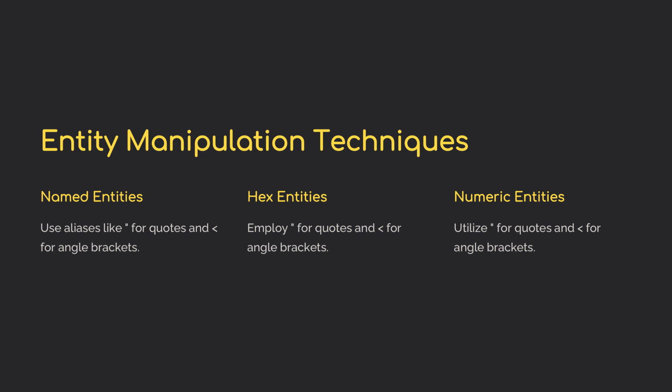We'll start with named entities, where you can use aliases such as for quotes and ast for angle brackets. This method allows you to substitute potentially harmful characters with their corresponding named entities to avoid detection. Moving on to hex entities, you can represent quotes as A and angle brackets as lay. This method utilizes hexadecimal codes to achieve the same effect. Lastly, numeric entities can represent quotes and angle brackets using an il, respectively. By implementing these entity manipulation techniques, you can craft payloads that effectively bypass security filters while maintaining valid HTML syntax.